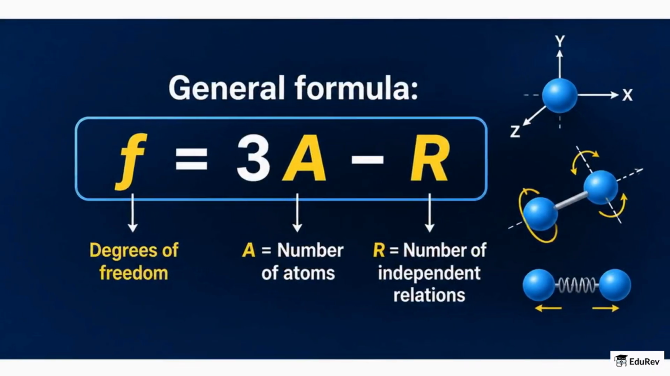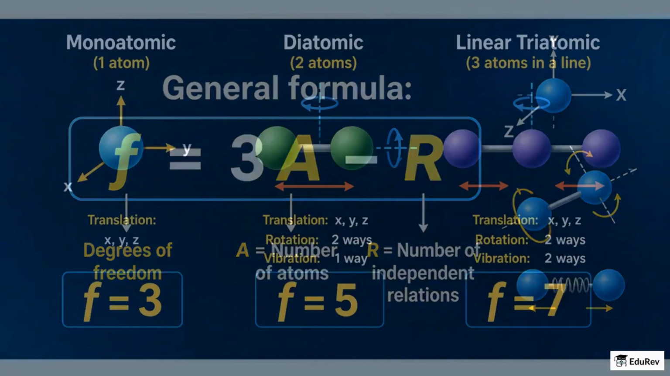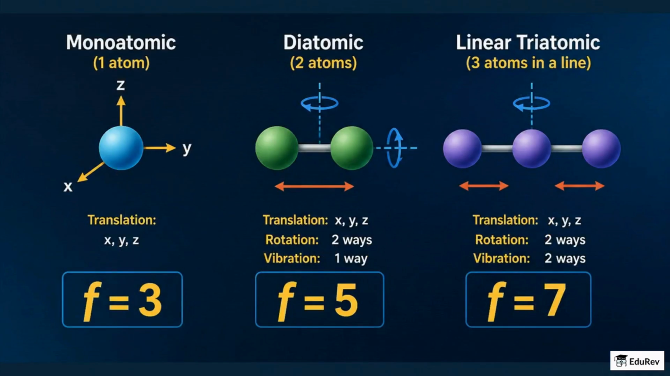There is a general formula. Degrees of freedom equals 3 times A minus capital R, where A is the number of atoms and capital R is the number of independent relations. Using that, monoatomic gases give F equals 3. Diatomic gases often give F equals 5, and linear triatomic gases give F equals 7.